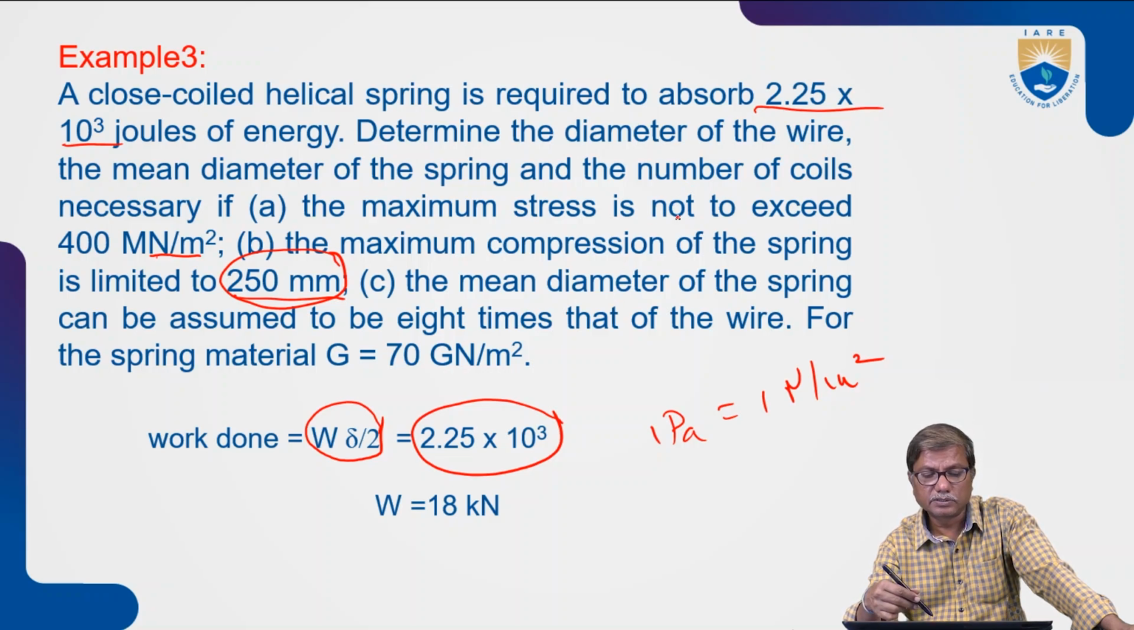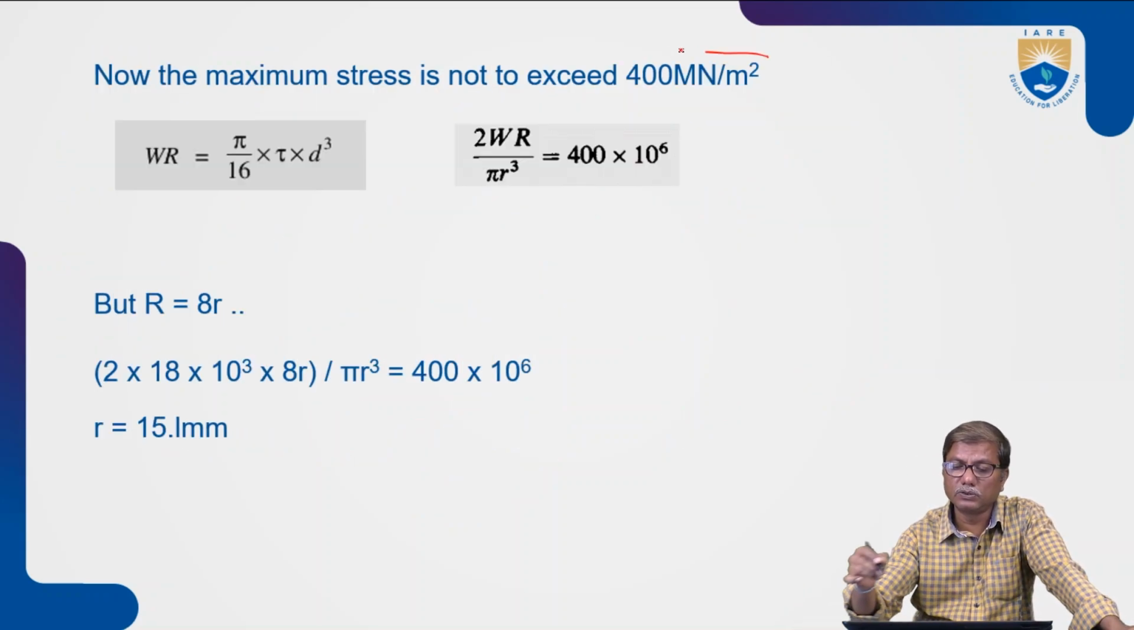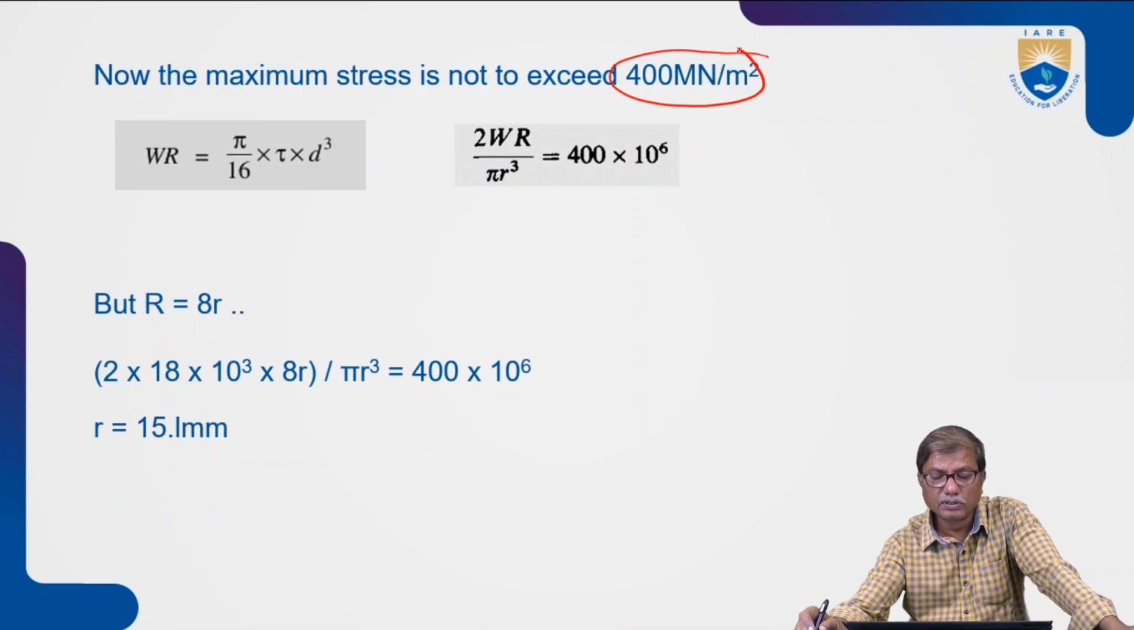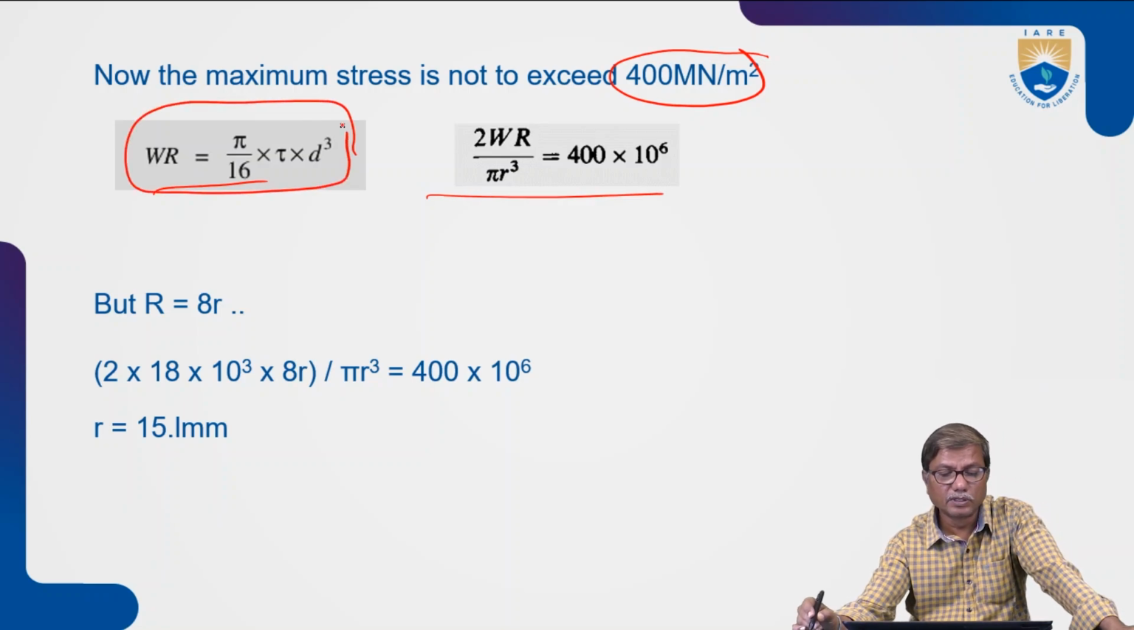using these conditions. Okay, maximum stress is not to exceed 400 Newton per mm square, and the maximum compression is limited to 250 mm, and the mean diameter of the spring is given to be 8 times that of the wire diameter. So maximum stress limitation is given 400 Newton per mm square. That we will use here. Okay, this is the expression we are using.